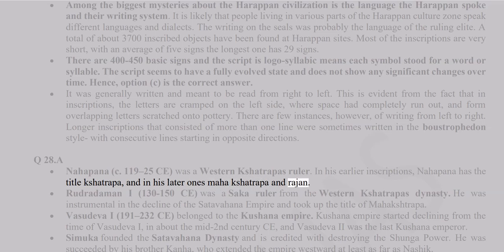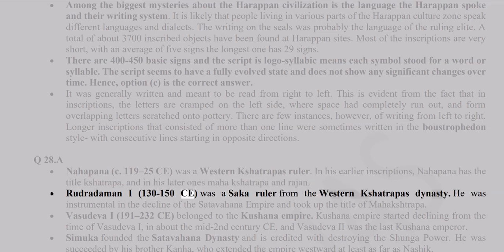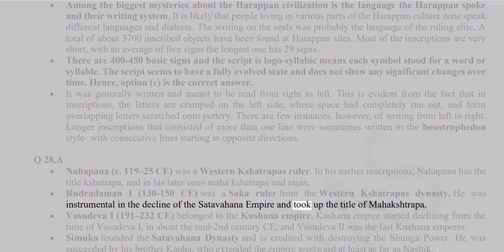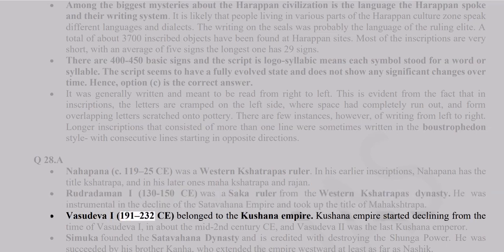Kshatrapa and Rajan. Rudradaman I, 130 to 150 CE, was a Saka ruler from the Western Kshatrapas dynasty. He was instrumental in the decline of the Satavahana Empire and took up the title of Mahakshatrapa. Vasudeva I, 191 to 232 CE, belonged to the Kushana Empire.